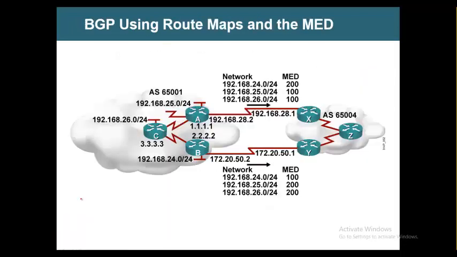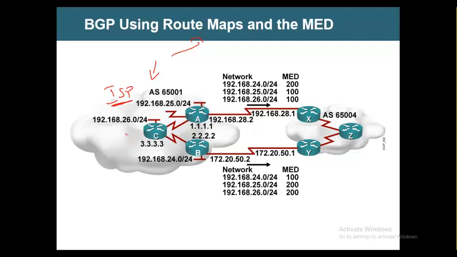So here is an example of how to use MED with a route map. Similar to what you saw with local preference, you are going to use MED here. This is only between eBGP. Let me see, you are an ISP. Okay, this is an ISP.